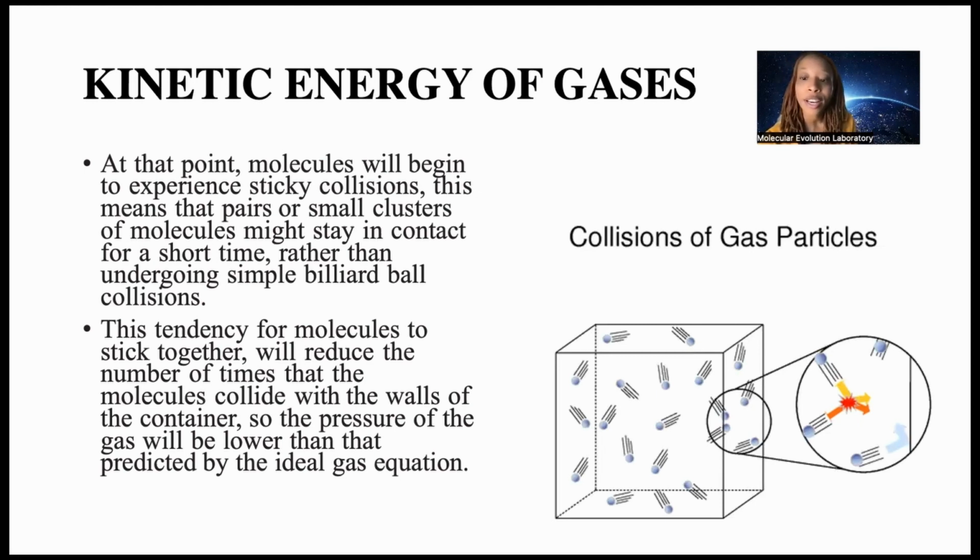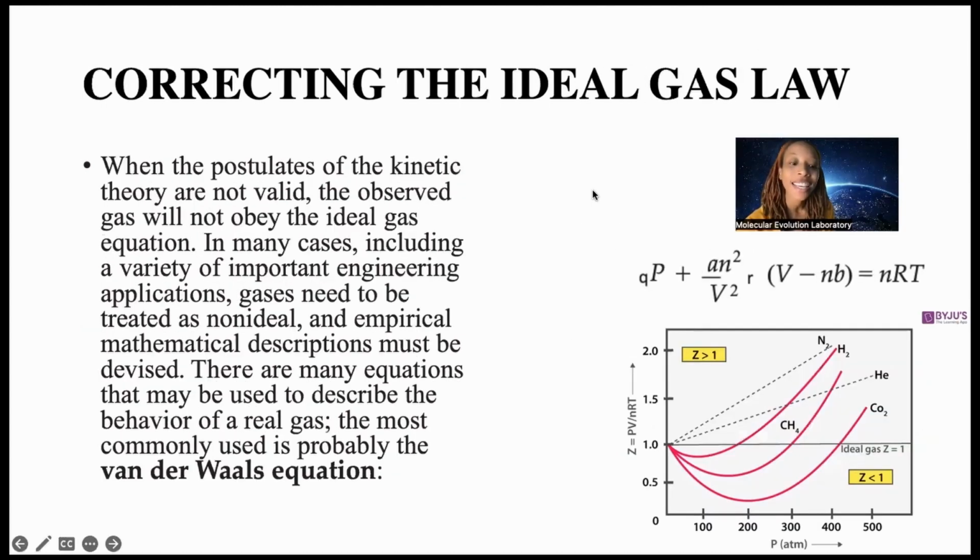So with increased movement or decreased movement of gases, you will have an increase or a decrease in the temperature, or an increase or a decrease in the pressure, because remember, the increase in pressure is due to the rapid movement of the gas particles or the molecules within the space in which they're contained. When the postulates of kinetic theory are not valid, the observed gas will not obey the ideal gas equation.